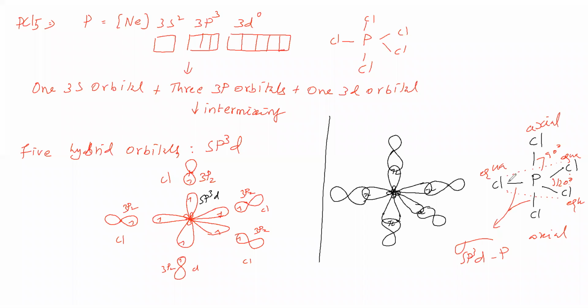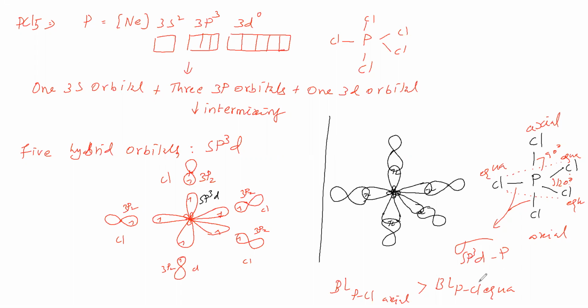What is different? The equatorial bond length and axial bond length are different. Why? Because the angle between equatorial bonds is 120 degree, and between axial bond and equatorial bond the angle is 90 degree. Since the angle between axial and equatorial is less, this axial chlorine is lengthening. Lengthening means it is going far away from phosphorus. Therefore this bond length will be high and this bond length will be low. So here two types of bond lengths are there. Bond length of PCl axial is greater than bond length of PCl equatorial. Bond length will be like this for PCl5.